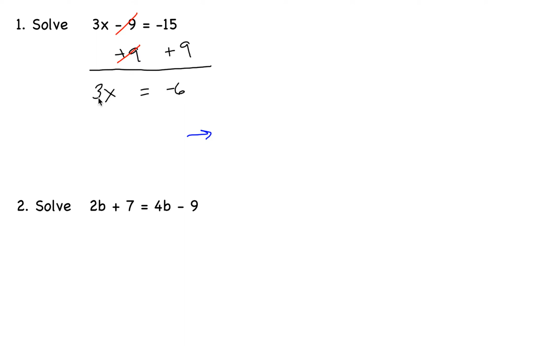So our last step, x is being multiplied by 3, and we want to undo that multiplication. So we're going to use division. Division undoes multiplication, so we're going to divide both sides by 3. When we do that, we have 3 over 3, and that's equal to 1. Those drop out again. And then we just want to simplify the right-hand side. So negative 6 divided by 3 is negative 2. So we have solved and said x equals negative 2.